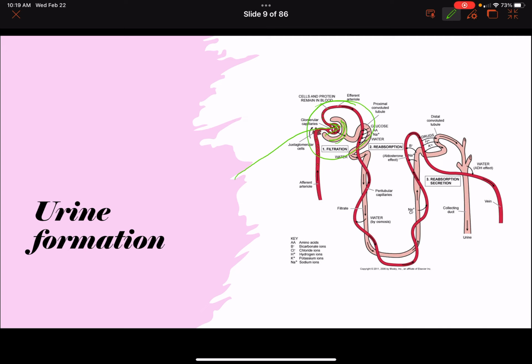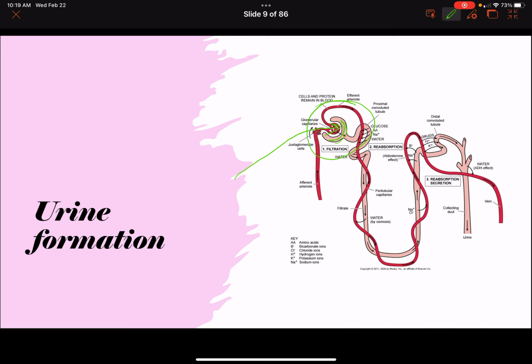Water, glucose, amino acids, ions, creatinine, and urea will be filtered down into Bowman's capsule. Red blood cells and protein typically remain in the blood. Waste and what is not needed stay in the filtrate, eventually progressing down for excretion.